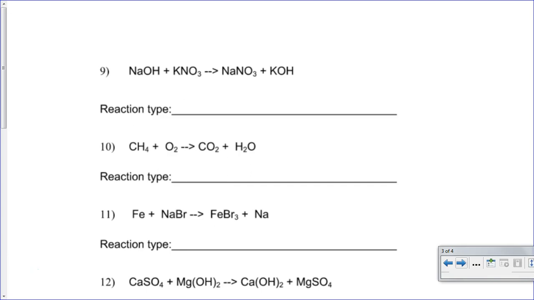For number 9, we've got NaOH plus KNO3. It yields NaNO3 and KOH. This one, it's a compound. It's reacting with a compound. It produces a compound and another compound. What's happening here is the sodiums and the potassiums kind of switching partners there. Sodium started out with hydroxide. Potassium started out with nitrate. In the end, sodium's with nitrate. Potassium's with hydroxide. So that is a double displacement reaction.